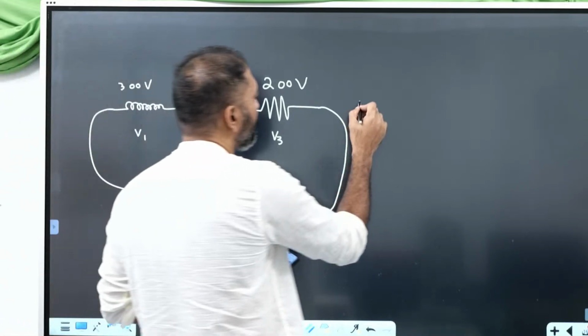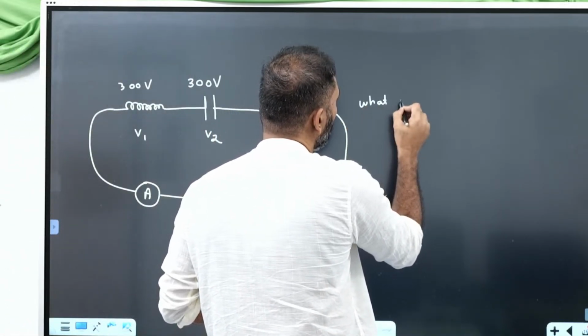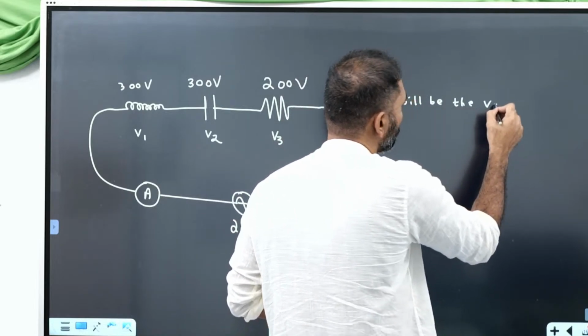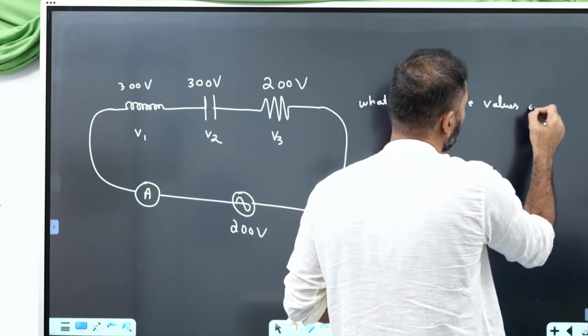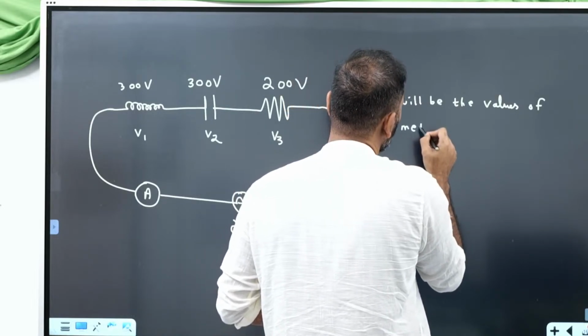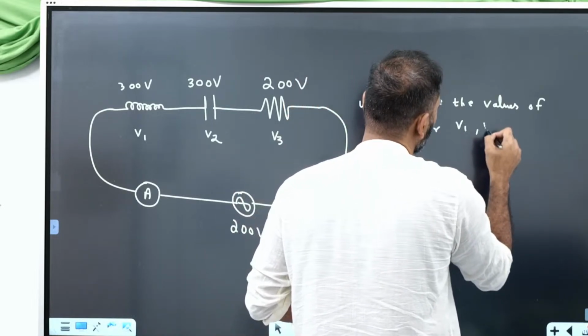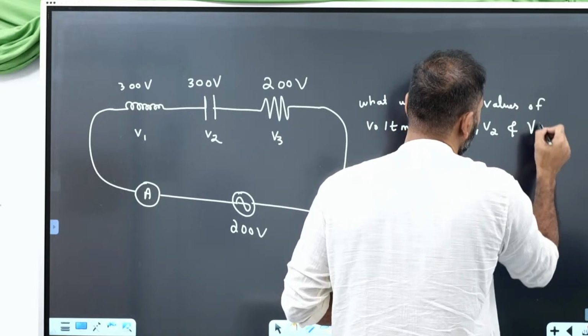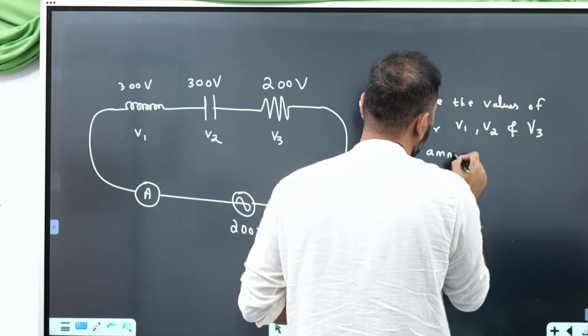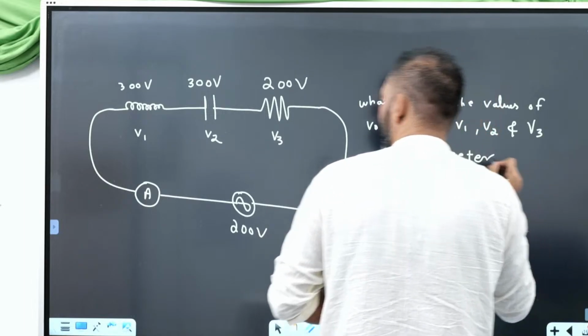What will be the values of voltmeter V1, V2 and V3 and ammeter? Ammeter is only one.